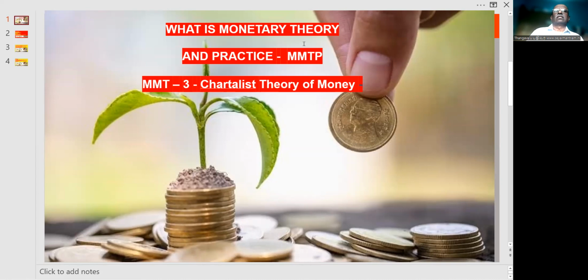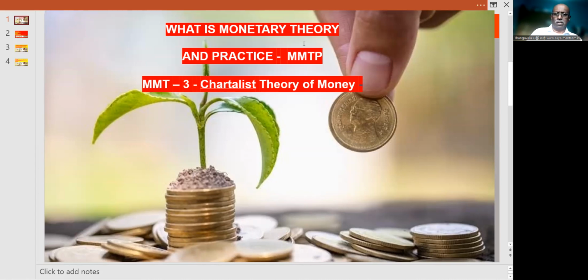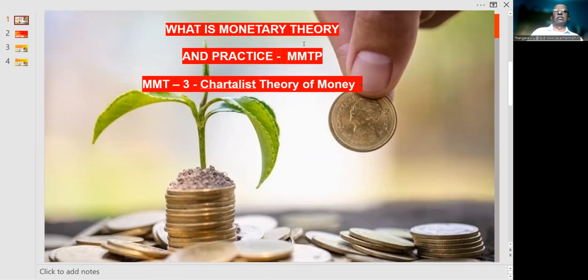With this, I conclude what I know, a little bit, on the monetary theory and the Chartalist theory of money. With this, I conclude my talk on MMT.